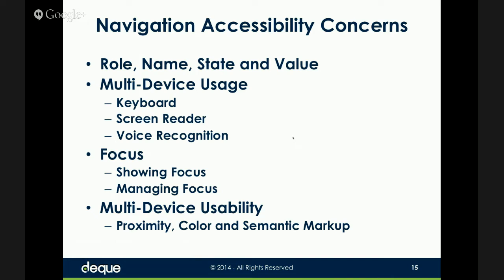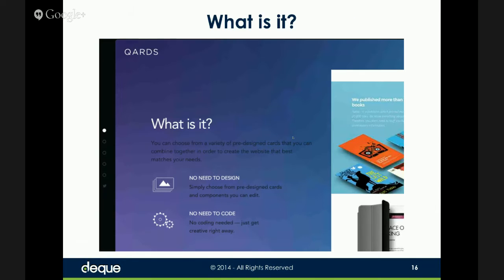And then there's multi-device usability. And usability is different from usage. And so even though I may be able to use something with a keyboard or with a screen magnifier, I need to make sure that proximity of information and color are not being used in particular ways, and that I'm using semantic markup to make sure that I can navigate effectively around the page.